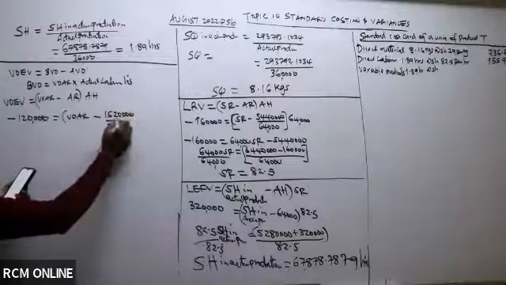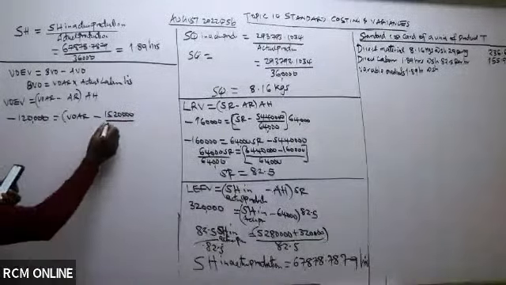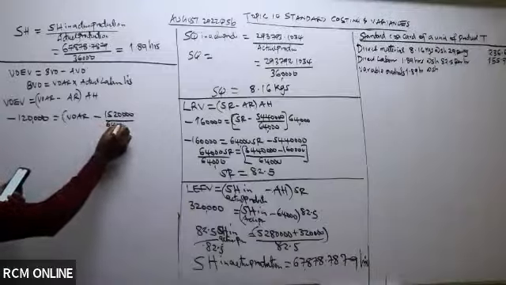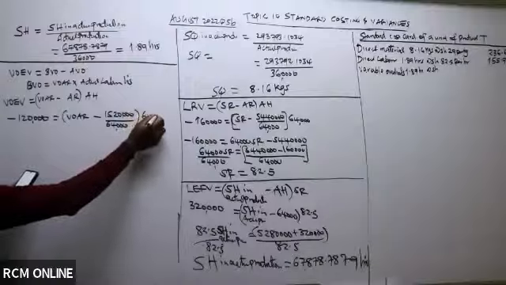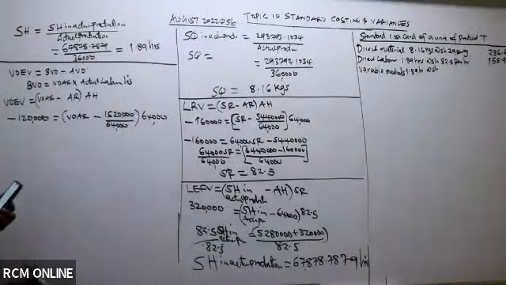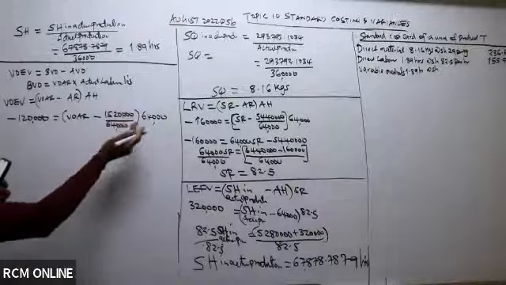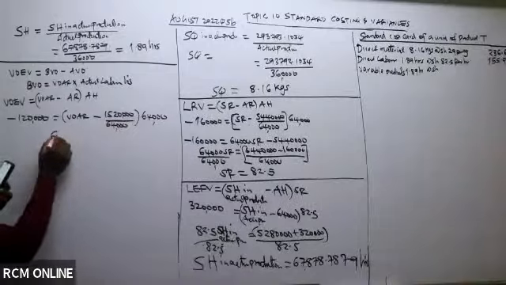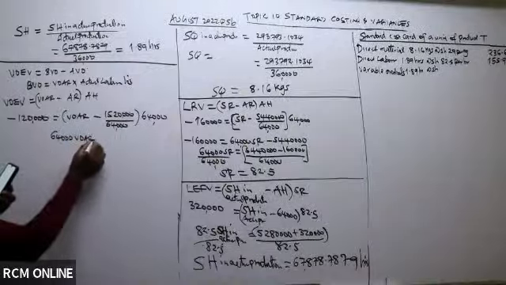1,520,000 divided by actual hours. So do we have actual hours? 64,000. Then you multiply by 64,000. Break the bracket, we are going to return that. Then we have 64,000 variable overhead absorption rate, right?